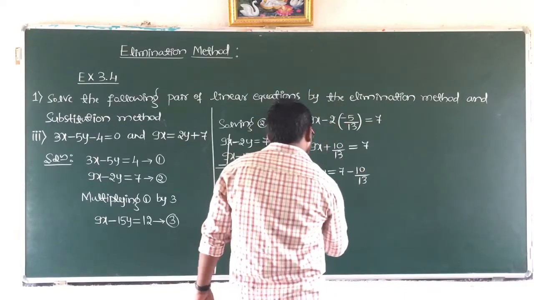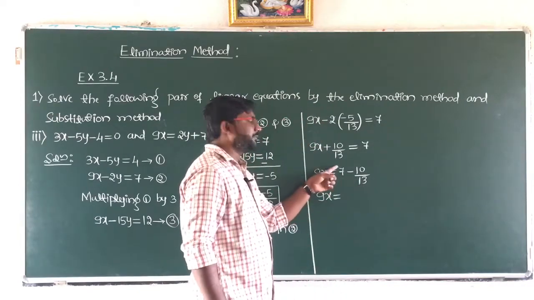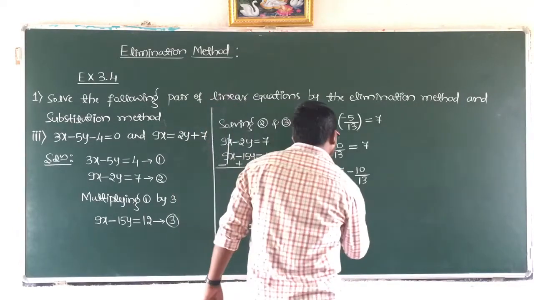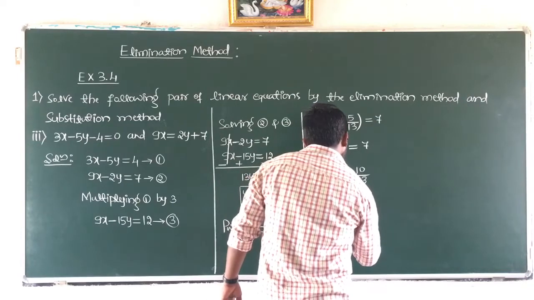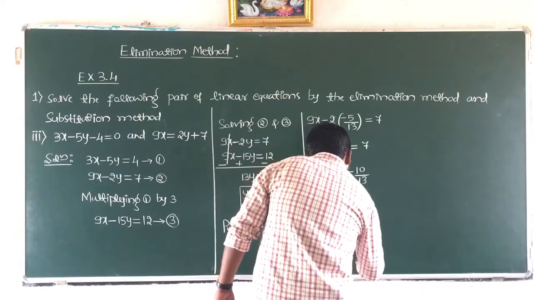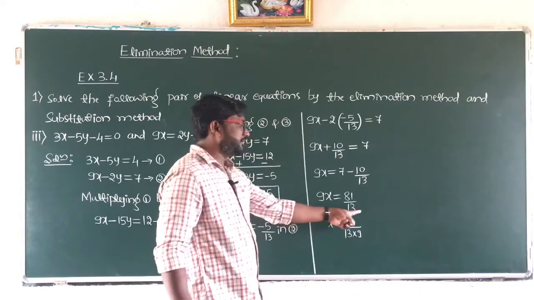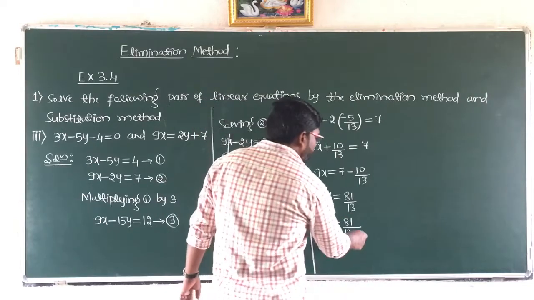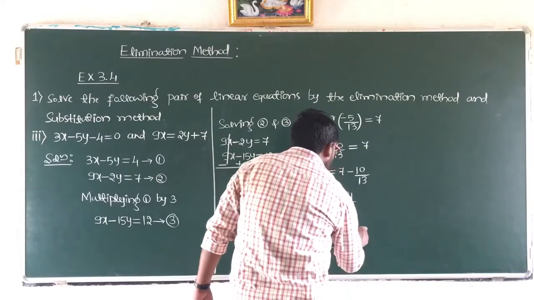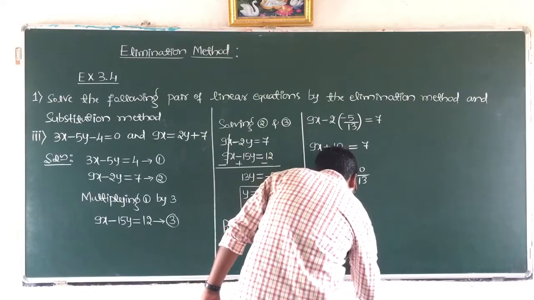So now 9x equals, take up the LCM now, 13 will be multiplied with 7, we get 91. 91 minus 10 will be 81. So we get 81 by 13. So x equals 81 by 13 into 9. This 9 goes to the denominator, that's what I have written. So 9 ones are 9, 9 nines are 81, x equals 9 by 13.